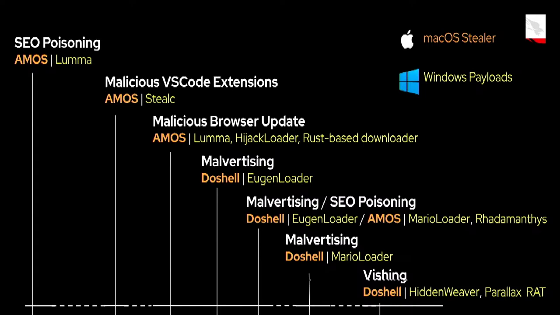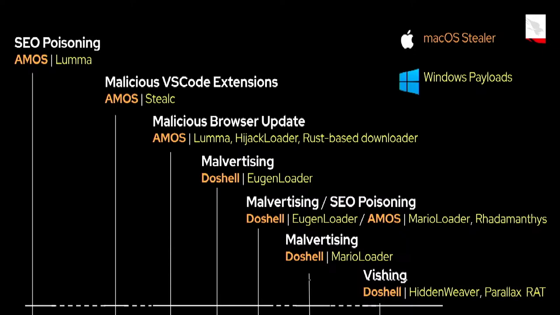Okay, now I'm seeing that we also don't have the dates here, but it goes from 2023 through July of this year. And so we've seen a lot of SEO poisoning and malvertising predominantly for macOS stealers, but we've seen other delivery methods such as malicious VS Code extensions, phishing, as well as malicious browser updates. On the macOS side, we've largely seen AMOS and DoShell Stealer as the payload of choice for these campaigns.